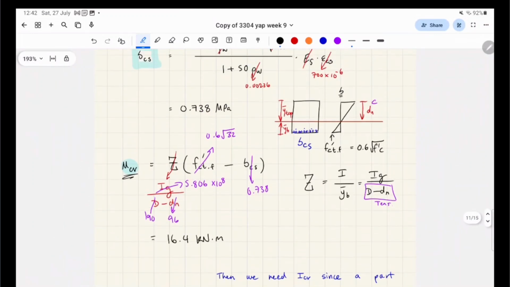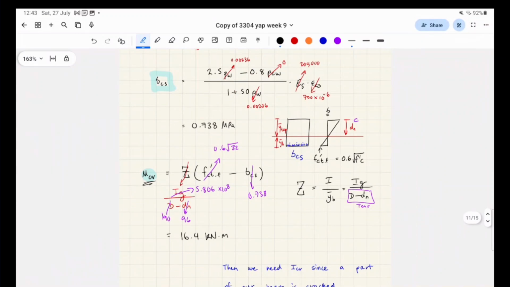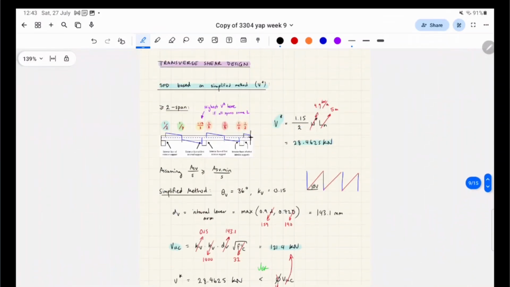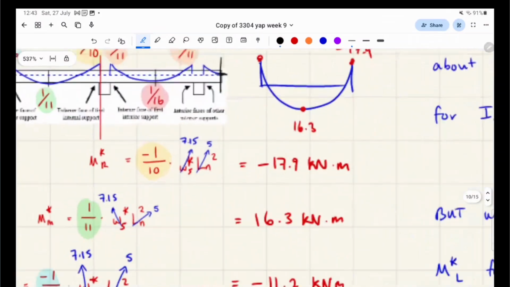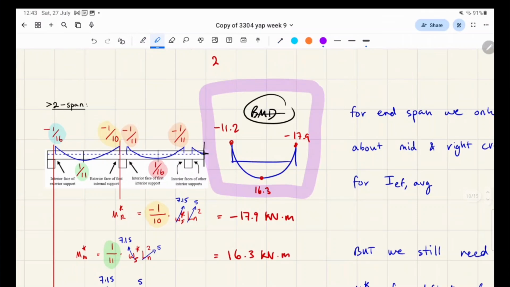Basically, let's go back to up here. Let's look at our bending moment diagram. Let's focus on this part for a second. What is our maximum moment? 17.9, sorry. Yeah, perfect. So that's our max moment.